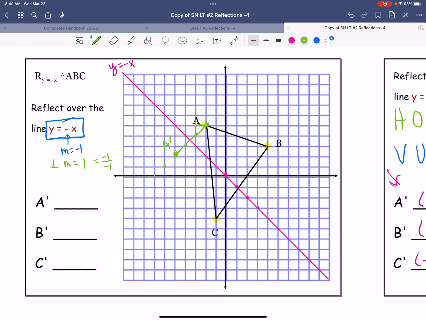B is up here. It's traveling at this perpendicular path of 1, 2, 3.5 diagonals. Half, 1, 2, 3. B prime is right here. C is down here, so it's going to travel up there at 1, 2.5 diagonals. Half, 1, 2. C prime is here. So let's get this drawn. And I'll highlight the original. Oops.